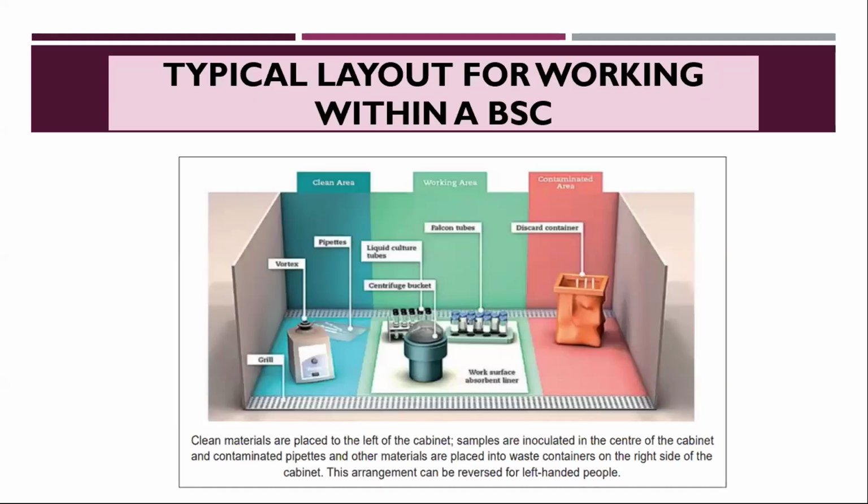So this is how we arrange our material inside the biosafety cabinet when we work. These are the different areas. There's a clean area, there's a working area, and on the right side is the contaminated area. So these are the three. We divide our working space into three areas, and we need to arrange our material accordingly. We should never go from contaminated area to clean area. So our direction of flow should be from clean to contaminated area.